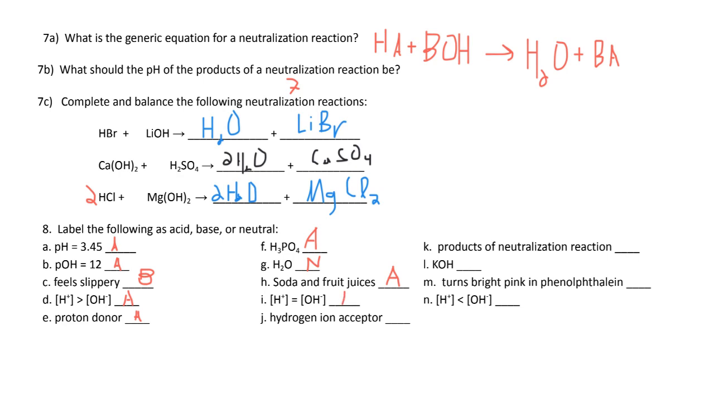If these are equal, then it's neutral. Hydrogen ion acceptor would be a base because it'll decrease the amount of hydrogen ions. Products of the neutralization reaction should be neutral, with the exception of a weak acid and a strong base or vice versa. This is a base right here, potassium hydroxide. Turns bright pink in phenolphthalein. Think back to our experiment. It turned bright pink when we added too much of the base. And then hydrogen ions less than the hydroxide ions, that's going to be a base as well.